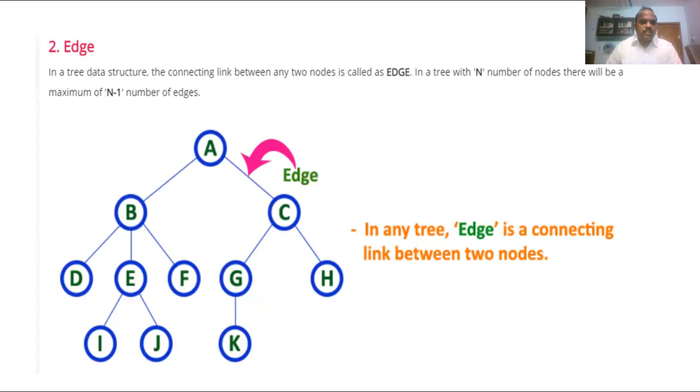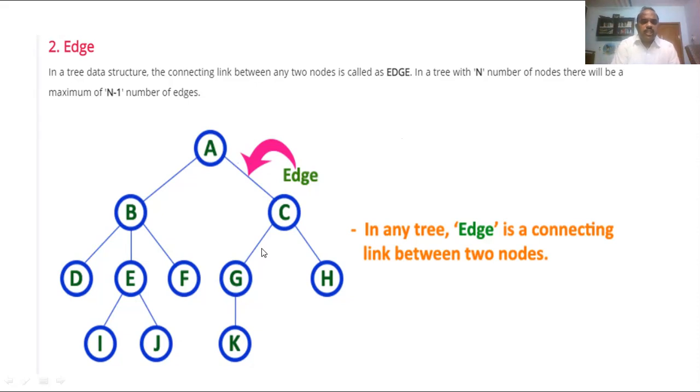Clear? Edge. Edge is a link between the root node and a child node. This is a link between two nodes, that is called an edge. So in a tree data structure, the connecting link between any two nodes is called an edge. This is an edge, this is an edge, these are all the edges.